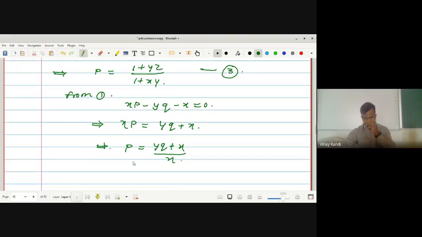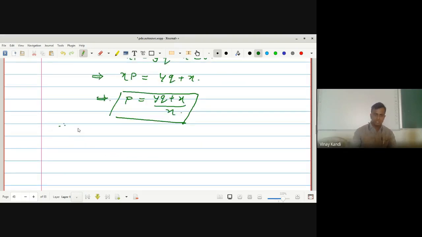Wait a minute. So this is p is equal to (yq plus x) upon x. Now equation 2 becomes, now putting this value, therefore, this is the value of p in terms of q. Now putting this value in the equation, therefore equation 2 becomes, we have to find the values of p and q in terms of x, y, z.